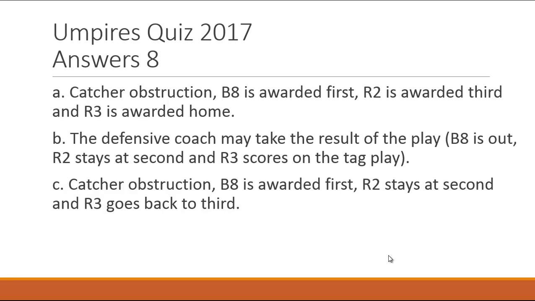So we've got one glaring giveaway here. Hopefully you caught it, and that's there's no such thing as catcher obstruction on a play like here. It would be catcher's interference. So immediately A and C can be ruled out. But the result of the play is that the defensive coach may take the result of the play.